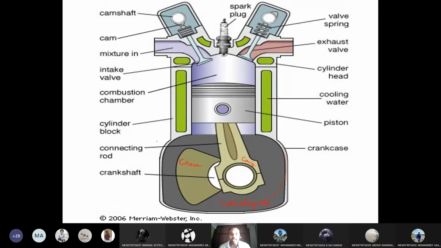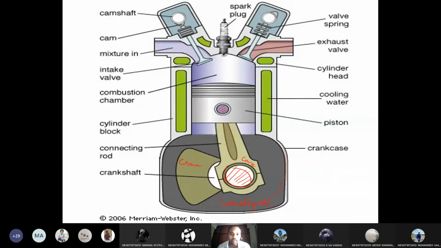The bigger end of the connecting rod is connected to the crank by using the crank pin, and the smaller end of the connecting rod is connected to the piston by using the gudgeon pin or piston pin. You can see this is the bigger end, this is the smaller end, and the cross section of this connecting rod is I section. I told you yesterday itself, the purpose of the connecting rod is to convert the rotary motion of the crank into the reciprocating motion of the piston.